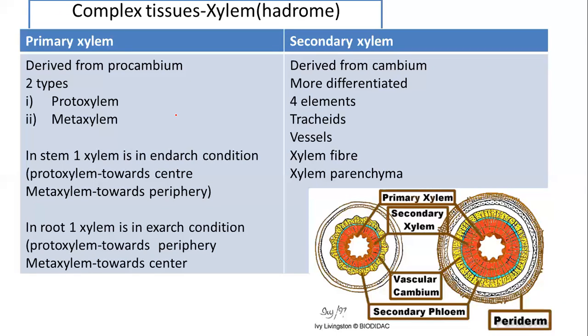In this slide, we'll talk about xylem. Xylem is also called hadrome. We can further divide it into two types: primary xylem and secondary xylem. During primary growth we can see the primary xylem, whereas during secondary growth we can see the secondary xylem.